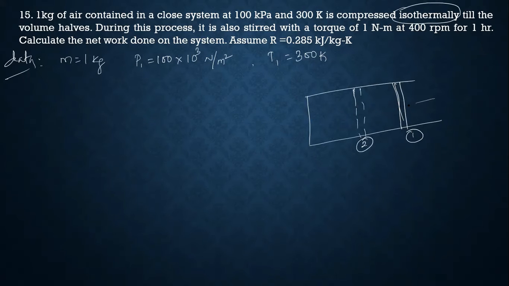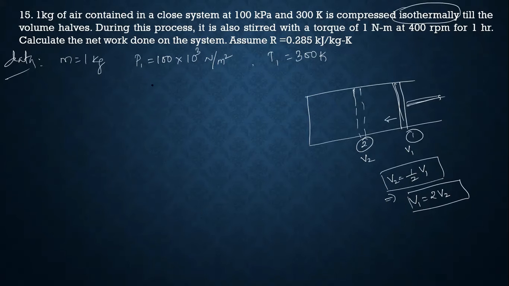It is compressed. Initial volume is V1 and final volume is V2. Therefore, V2 is half of the V1. That means, what I said, it is compressed isothermally till the volume halves, that means final volume is half of V1. Therefore, V1 is 2 times of V2, that we can grasp from here. V1 is 2 times of V2, or V2 is half of the V1.